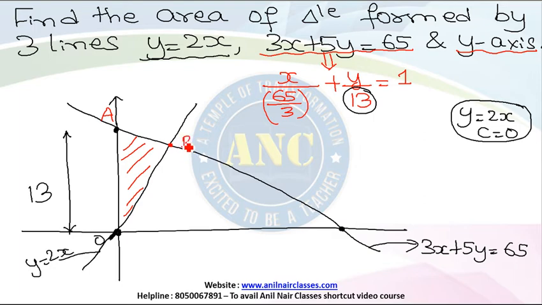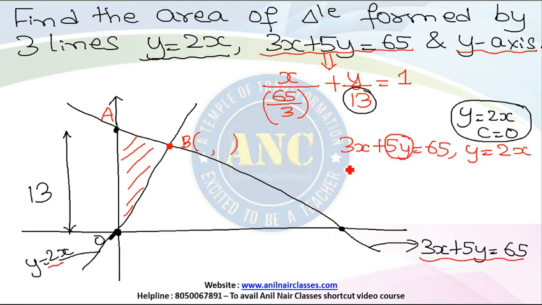Logically, can I say the coordinates of B? How do we find the coordinates of B? B is a point which lies on the line y is equal to 2x, and also on the line 3x plus 5y is equal to 65. If I solve, 3x plus 5y is equal to 65 is the first equation, y is equal to 2x is the second equation. In place of y, substitute 2x.